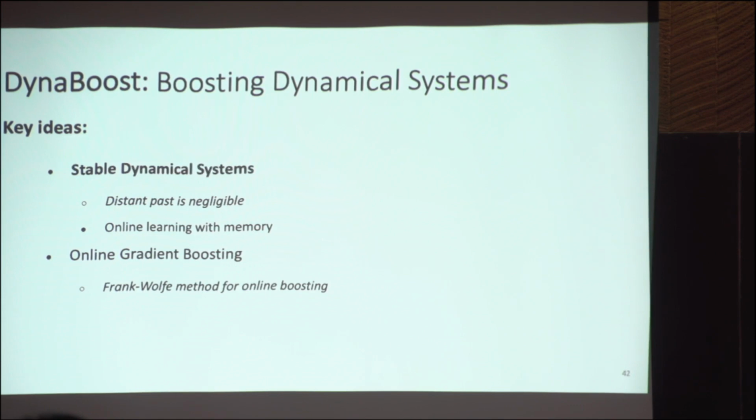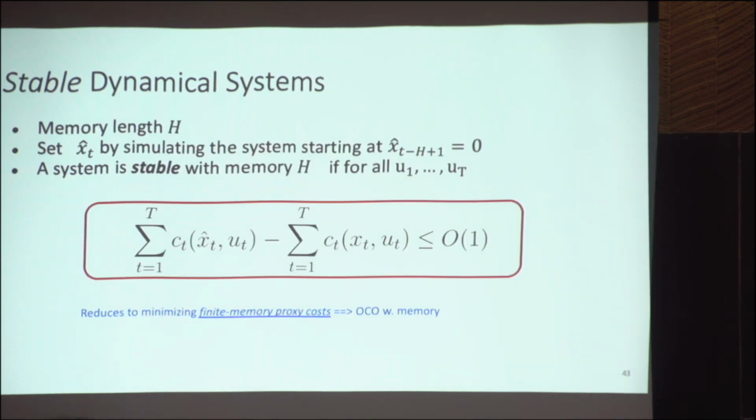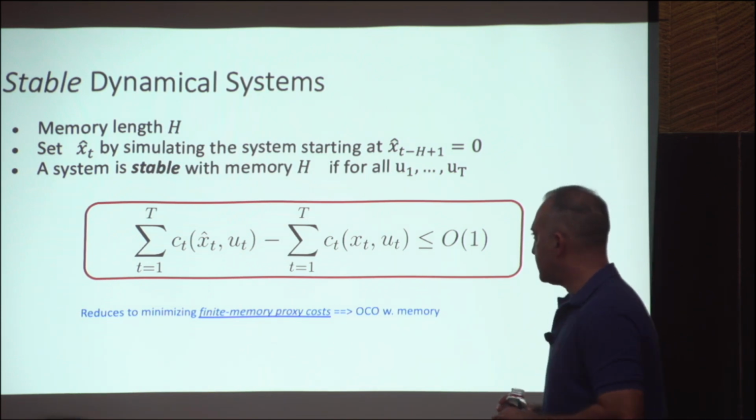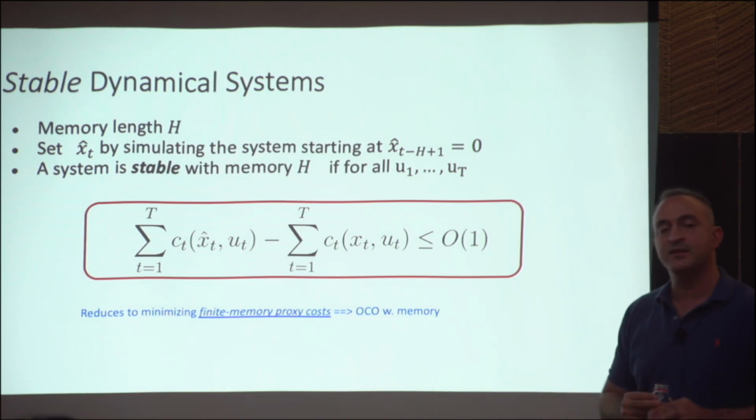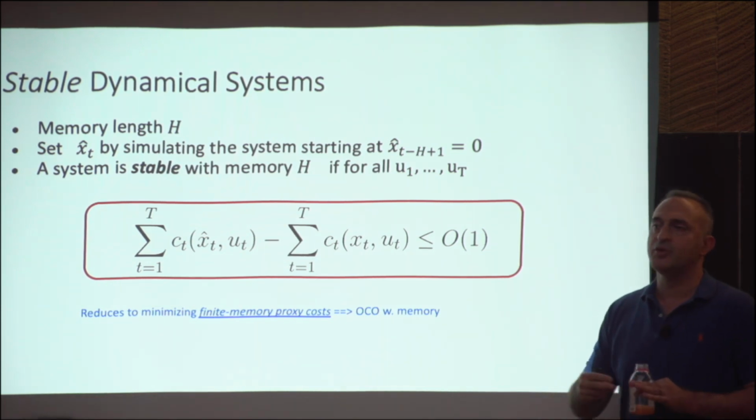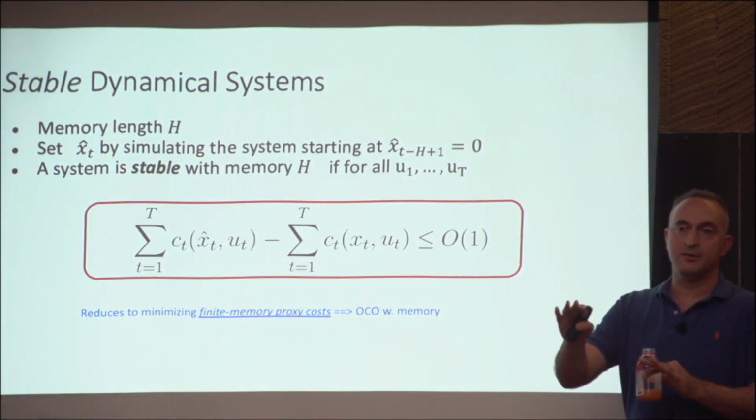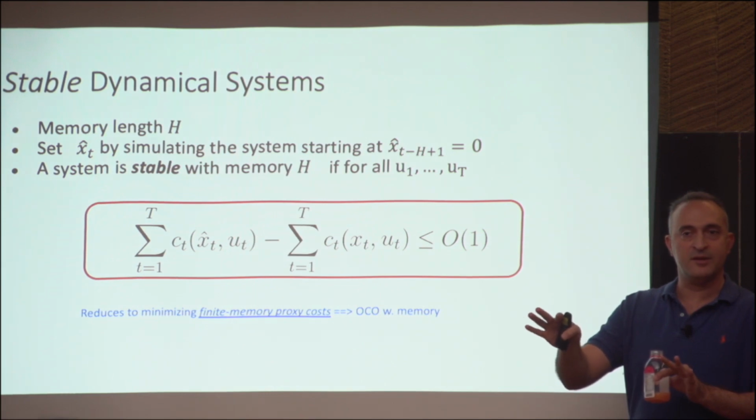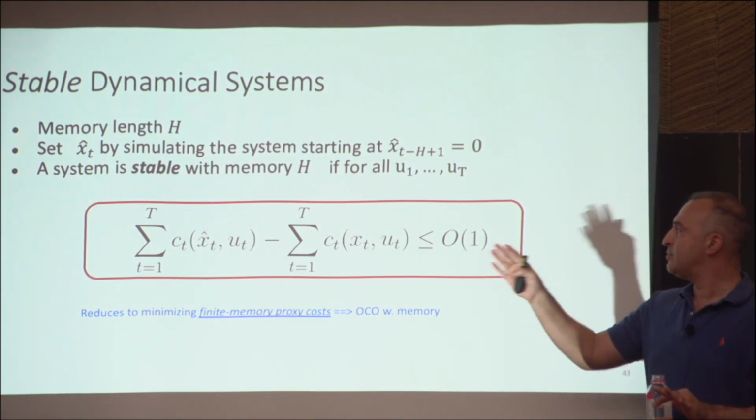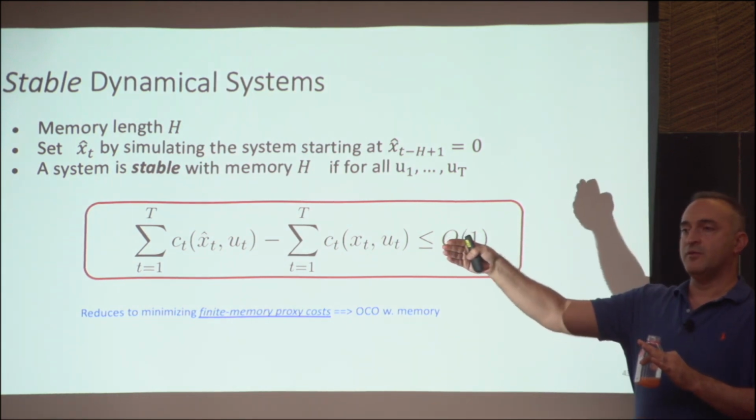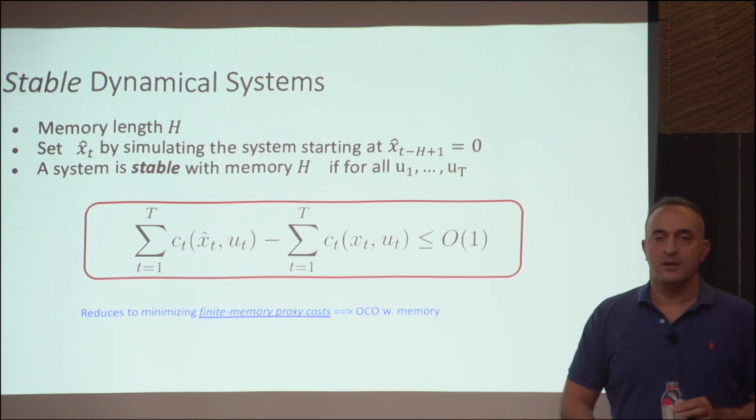I'm going to describe how to do that. What I'm going to assume is that my dynamical system is stable. This is pretty much used. I don't know how to say anything at all about systems that are not stable. So it's not a difficult assumption, okay? Systems are stable. This means they have a finite memory of history.